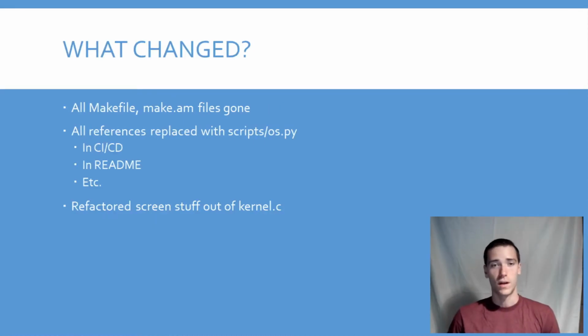What changed? All of the Makefiles and make.am files are gone now. They've been replaced by scripts/os.py. It does build, it does test, build the ISO, build the kernel, all that stuff. The CI/CD, the README, all those references I think have been updated. And then one other minor change is that I refactored stuff out of kernel.c that is related to displaying text on the screen and put that in screen.c, which was just a blank file, so I guess I forgot to do this before.